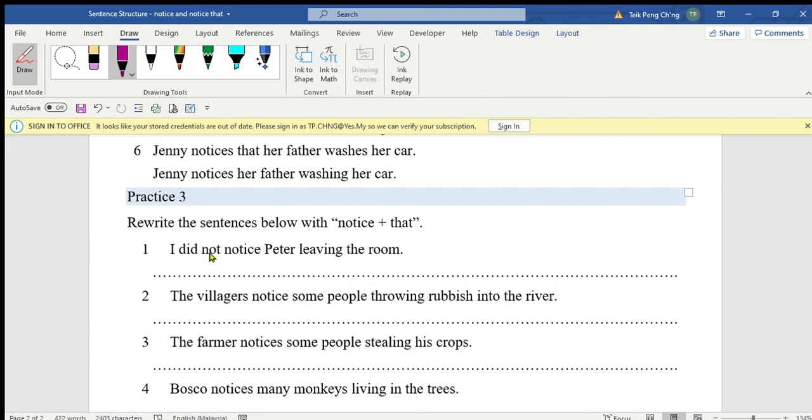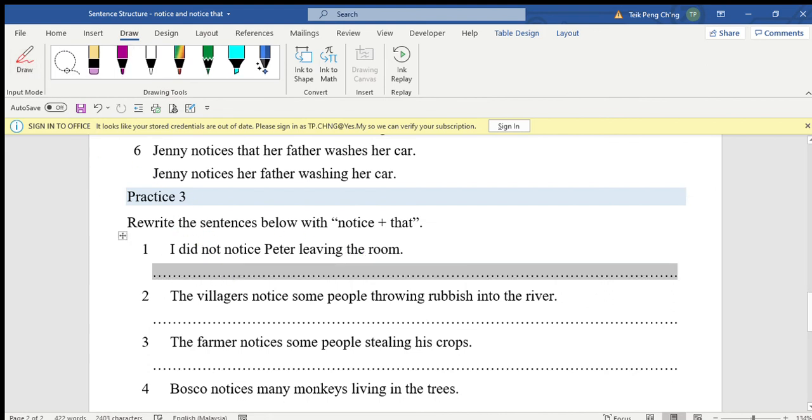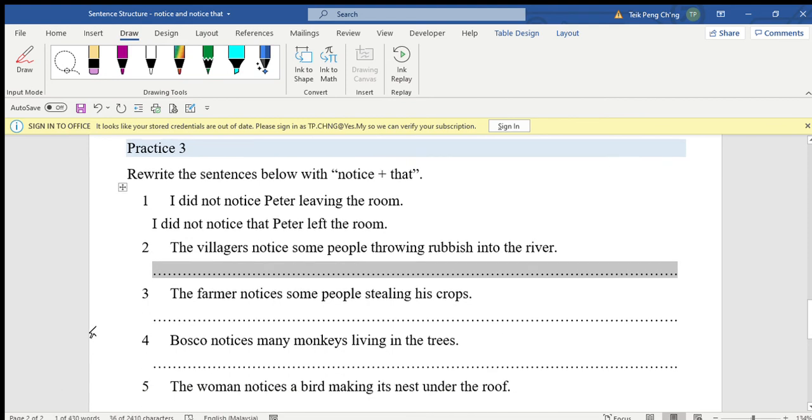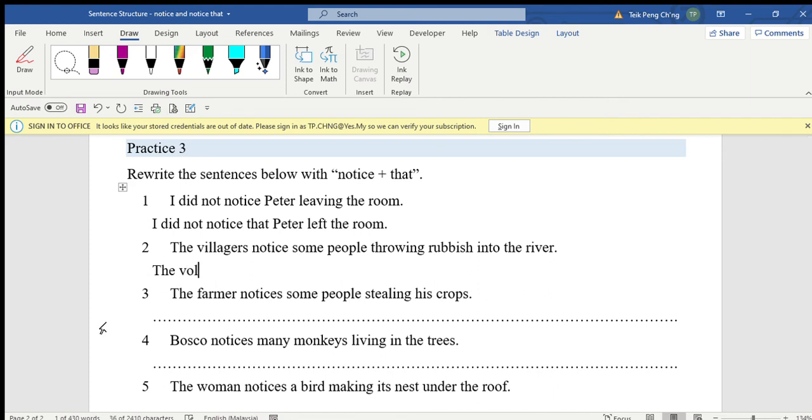Okay, and I did not notice Peter leaving the room. I did not notice that Peter left the room. Okay, you have to use the past tense. Okay, I did not notice that Peter left the room. The villagers noticed some people throwing rubbish into the river. The villagers noticed that some people throw rubbish into the river.